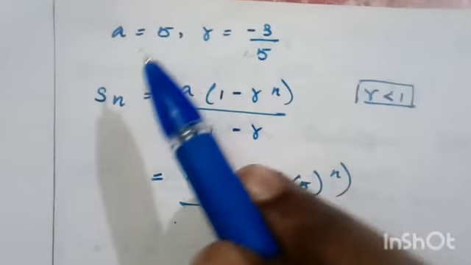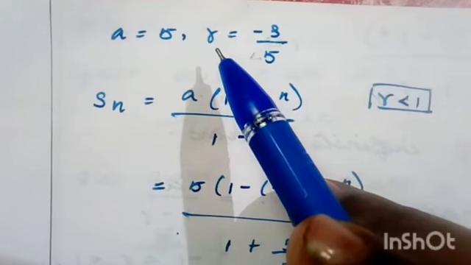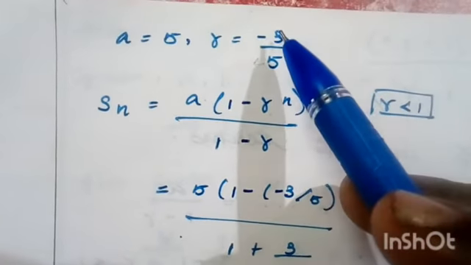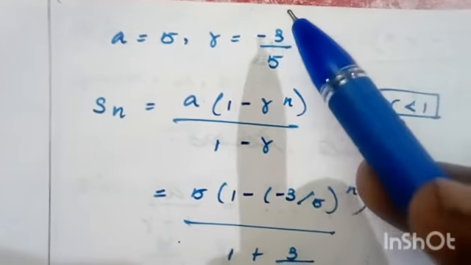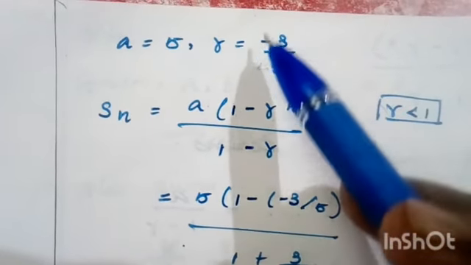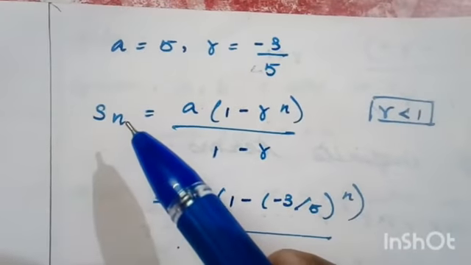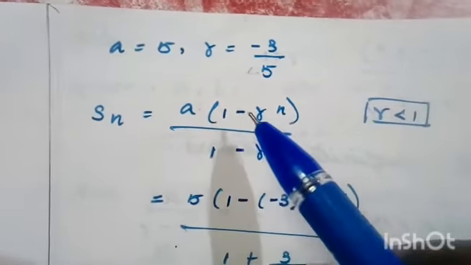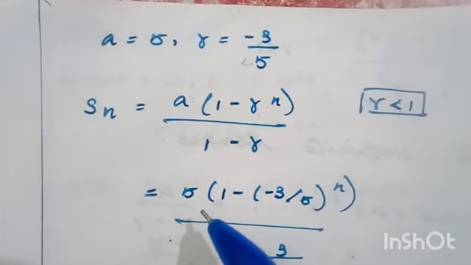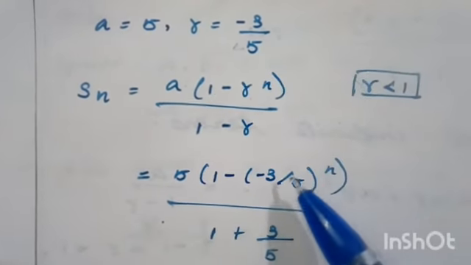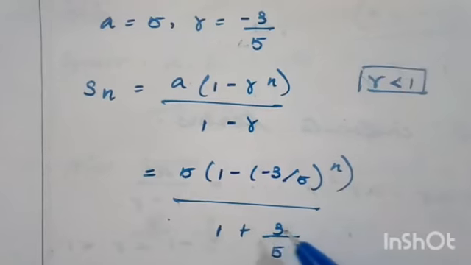For the first problem, the first term a equals 5, and the common ratio r equals t2 by t1. t2 is minus 3, t1 is 5. So r equals minus 3 by 5. Now you have to check whether r is greater than 1 or less than 1. It is negative, so it is less than 1. So we have to use this formula: Sn equals a into 1 minus r power n by 1 minus r. The value of a is 5, so 5 into 1 minus minus 3 by 5, the whole power n, by 1 plus 3 by 5.